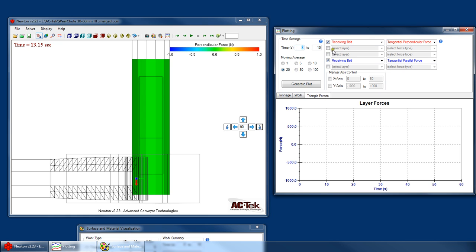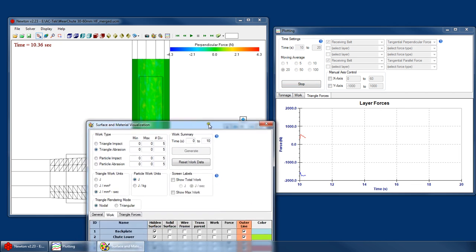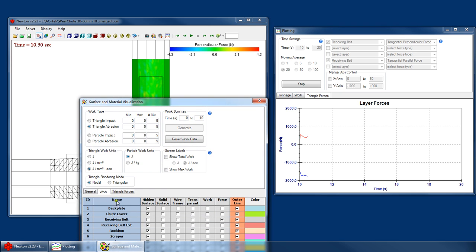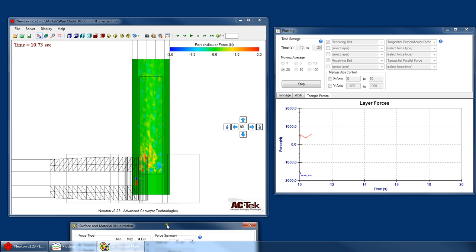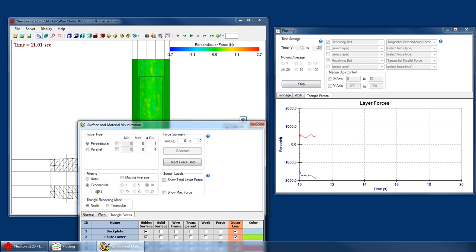And we want to go from, let's go from 10 to 20. Now again, here we have that same filtering that we saw on the SMV window. We want to do some filtering because these forces are pretty transient and change pretty quickly. Now, there's an exponential filter on the SMV window that is not included in the plotting window, and we're going to change that so that the plotting window has the exponential. Because the exponential filter is, in my opinion, a better filter than the moving average filter.